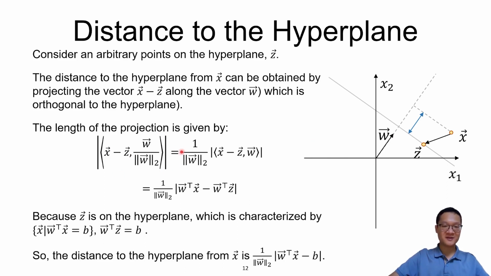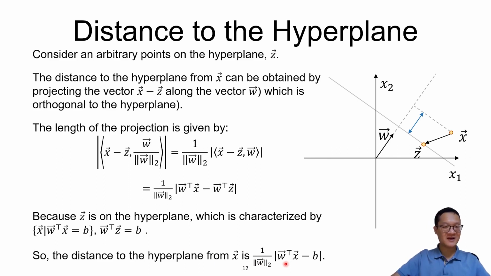Simplifying this a little bit by first pulling out the 1 over 2 norm of w, and then multiplying the w inside the x minus z, we have this expression. And then finally, we simplify this expression by noting that because z is on the hyperplane, w transpose z must be equal to b. Okay, so finally, the distance from the hyperplane to x is going to be 1 over 2 norm of w times absolute value of w transpose x minus b.